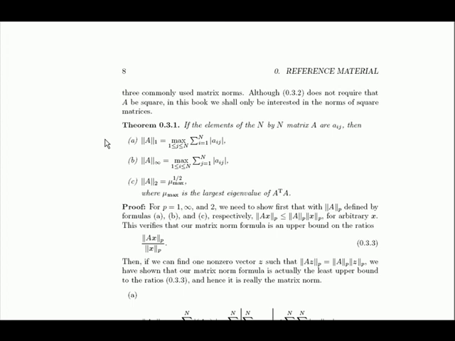The one norm of a matrix is the maximum column sum. That is, in each column you add up the absolute values of the elements and then you take the maximum of those. Not at all obvious that that's equivalent to the maximum of the one norm of Ax over the one norm of x, but it is. The infinity norm of a matrix is the opposite. It's the maximum row sum. That is, in each row you add up the absolute values in that row and then you take the maximum of those.